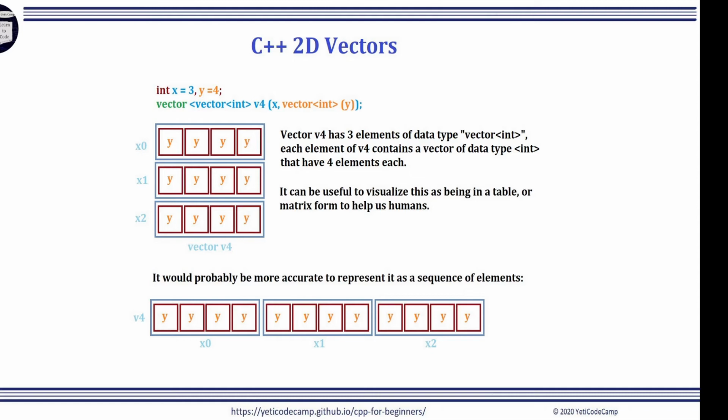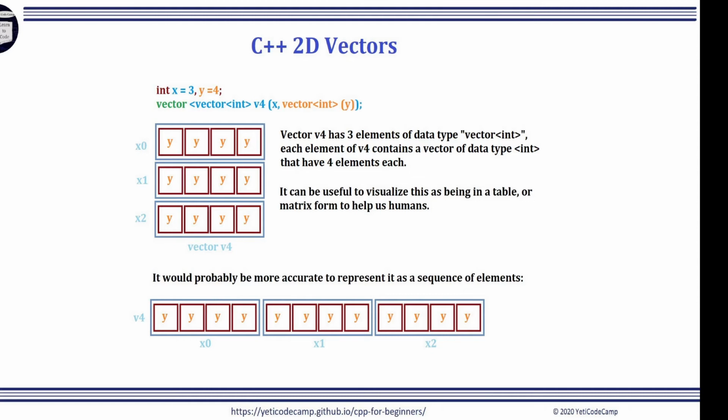While visualizing it in a table form is helpful for us humans, it can probably be more accurately thought of as a sequence of elements, as shown in the lower example. Since memory space is allocated sequentially, the vectors formed inside the computer will more closely resemble this shape, as the elements will usually be part of a contiguous memory space.